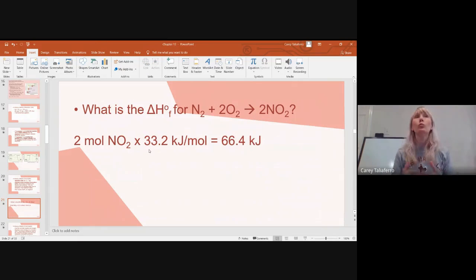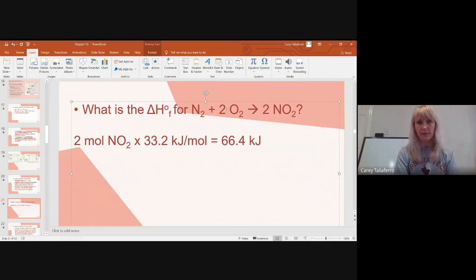So here's a way one of these problems would be approached. Here's the question. What is the delta H of formation for nitrogen plus oxygen to form NO2? Notice my equation is balanced. The reason it has to be balanced is because it matters as a mole ratio. So we have nitrogen, oxygen, forming NO2. Balance it with a 2 here, a 2 in front of the oxygen, and then the 1 is understood for nitrogen, and it's balanced.